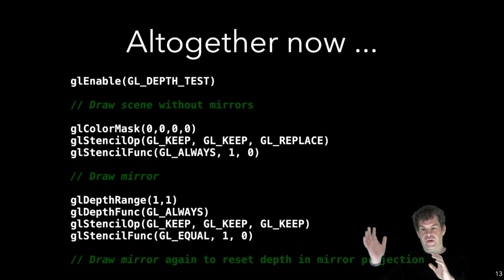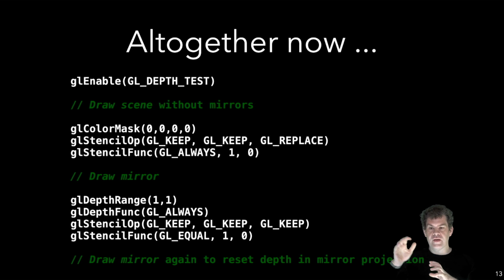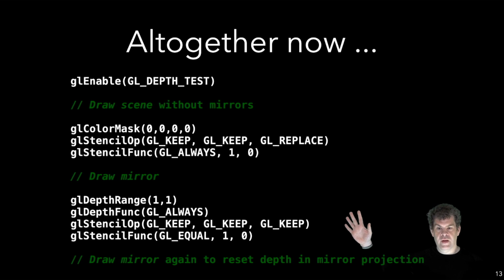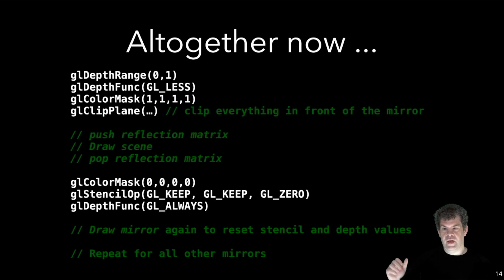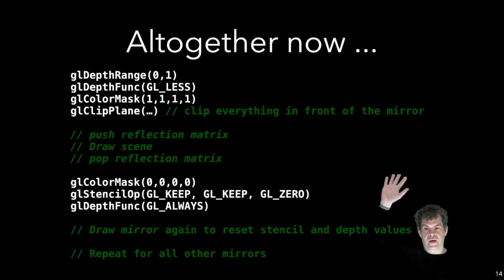The next thing that we do is a little bit of tricking to make sure that we don't have any depth values at the mirror for a second. Never mind this part for now. The next thing we do after that is the rendering of our mirrored scene. So we push the reflection matrix, draw the scene. The first OpenGL calls just basically undo what I did before.